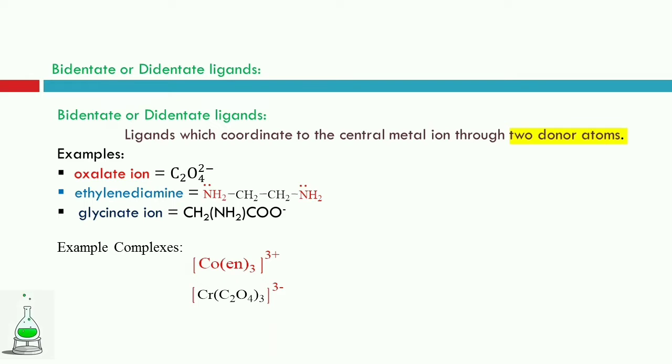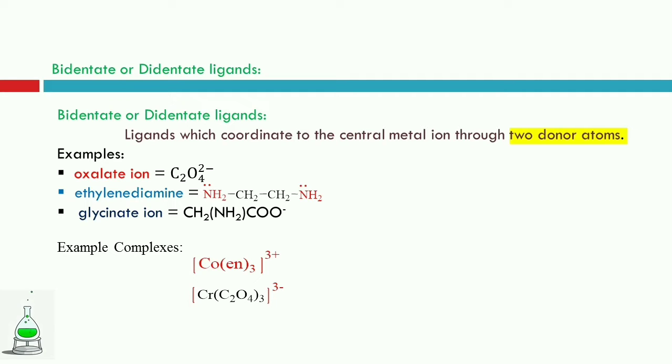Next, we will move on to the bidentate or didentate ligands. Bidentate ligands are those which have two donor sites. So here ligands can coordinate to the central metal ion through two donor atoms, and each bidentate ligand can form two coordinate bonds with the central metal atom, and these ligands can form ring-like structures when they coordinate with the central metal ion.